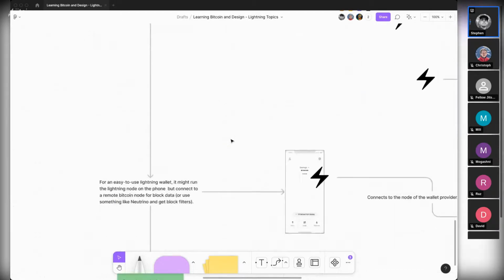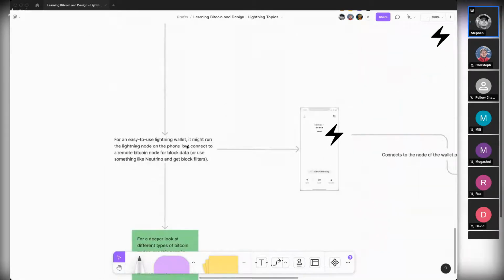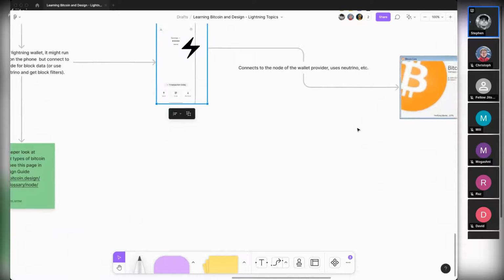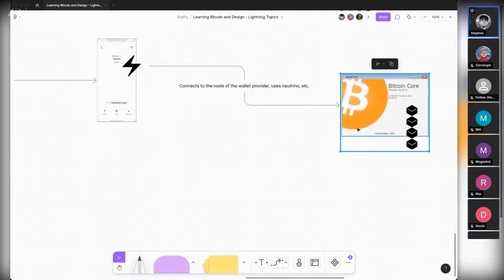But what's probably going to happen for most people in their daily lives is they're going to have an easy to use Lightning wallet, and there's actually going to be a Lightning node running on the phone itself. It's going to be a piece of software like LND or Eclair or LDK. It's just a piece of Lightning node software running on the phone, and then it's going to connect remotely to a Bitcoin node.